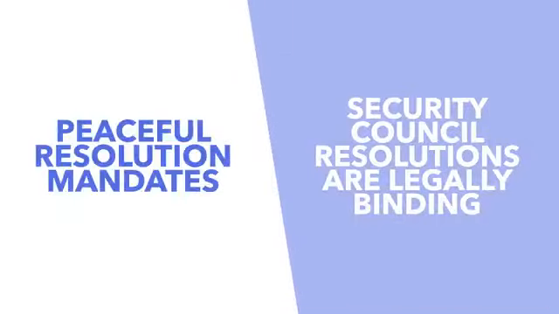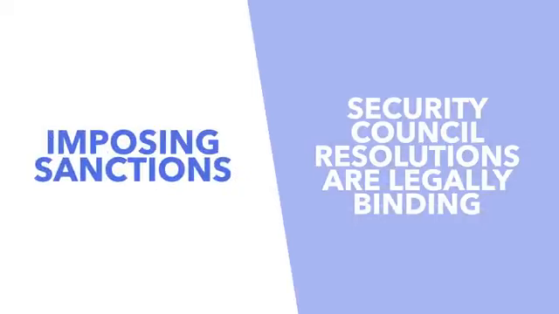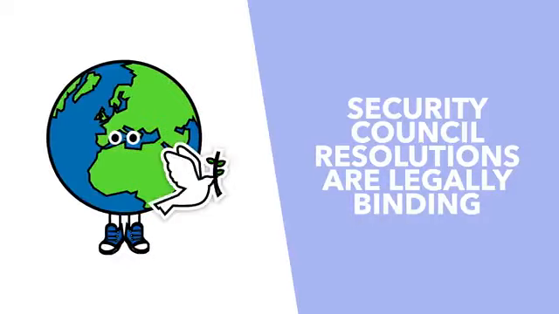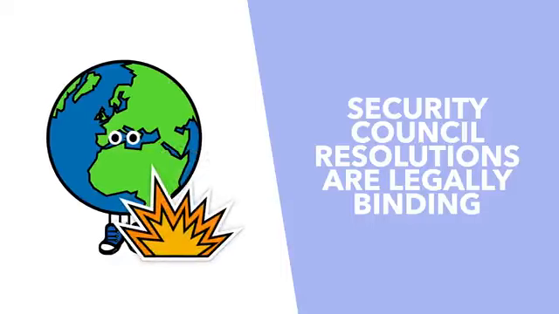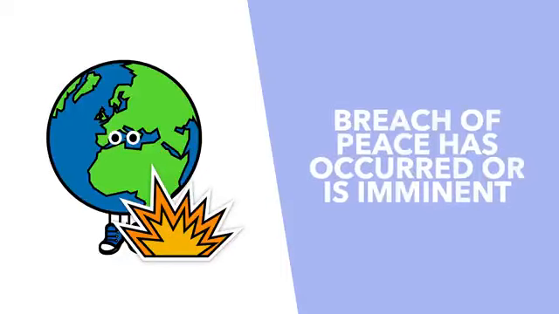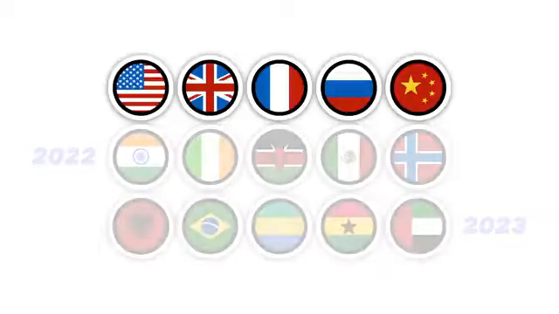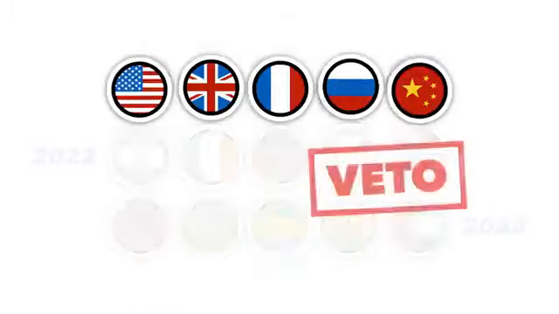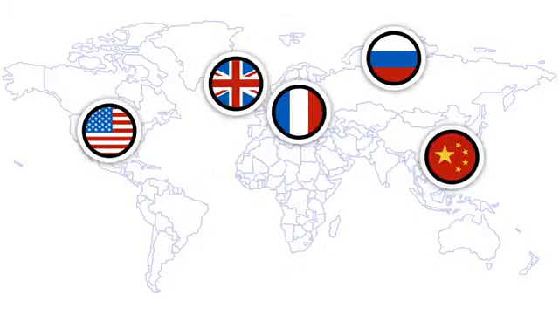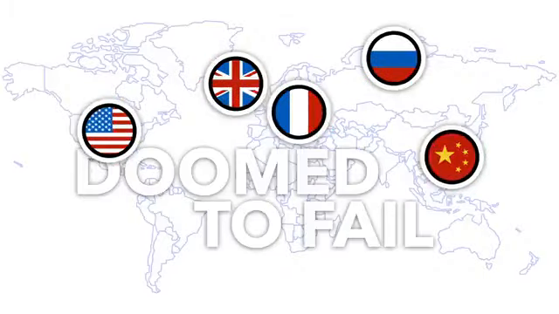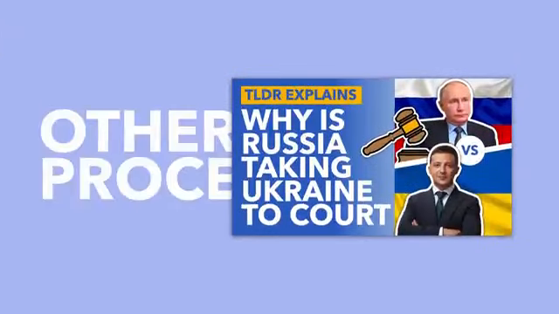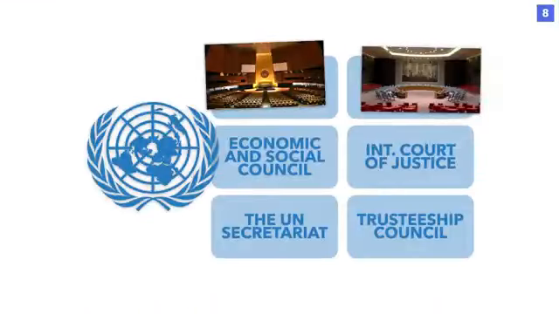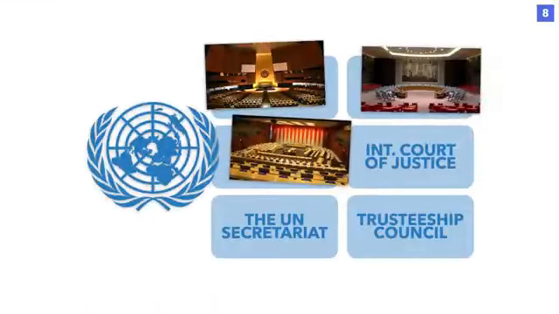These resolutions include mandating peaceful resolutions to disputes, imposing sanctions, participating in a multinational peacekeeping force, and authorising the use of force when a breach of the peace has occurred or is imminent. However, the 5 permanent members each have a veto over any proposal before the Council, so matters affecting any of the 5 are usually doomed to fail, leaving affected states to resort to customary international law to solve their disputes. Moving to more peaceful matters, we come to the Economic and Social Council.